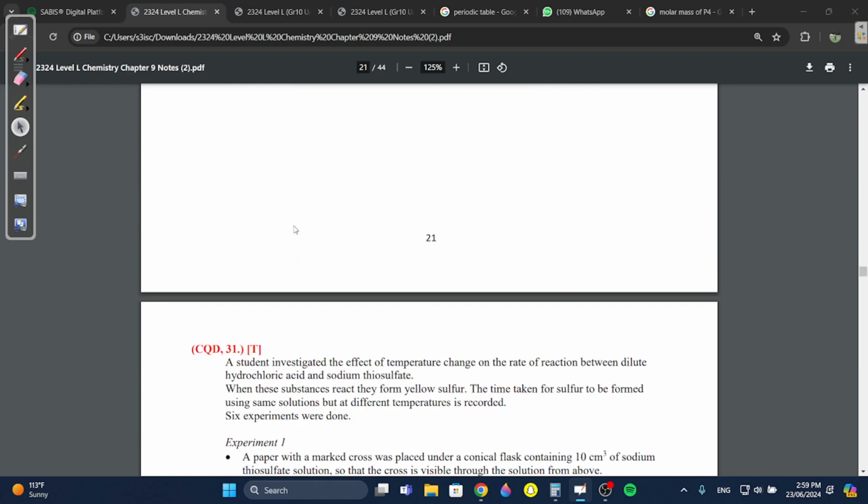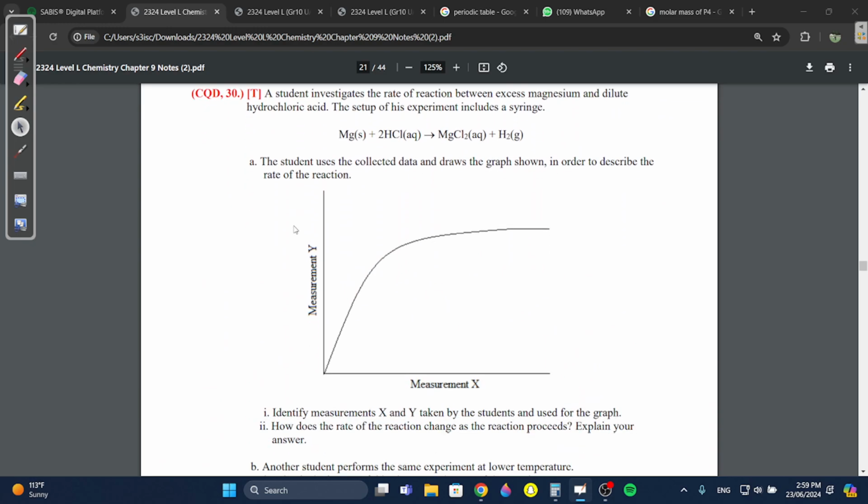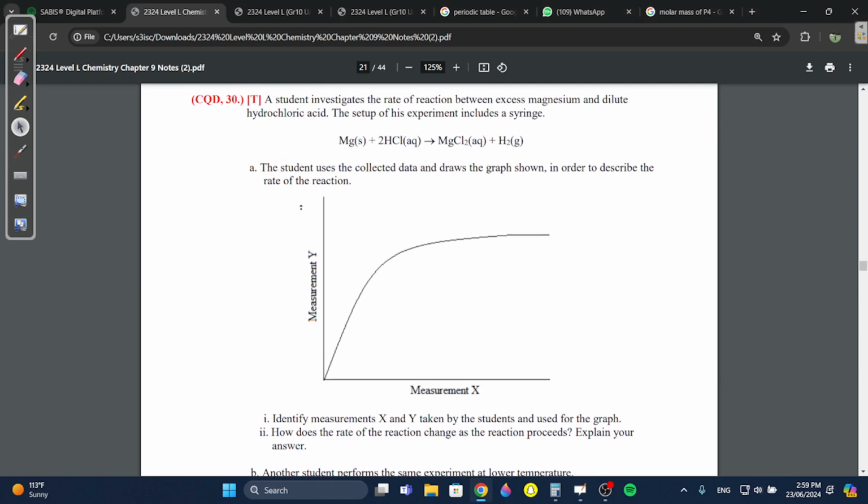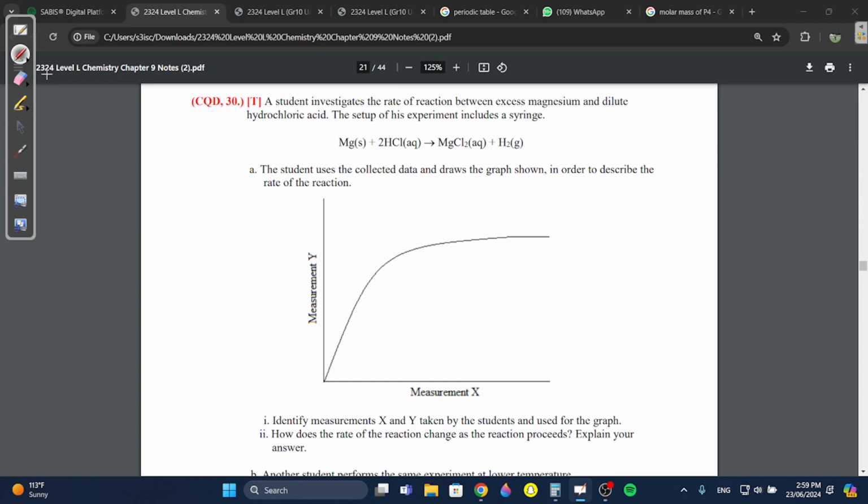Okay, a student uses collected data in order to describe. Identify the measurements x and y taken by the students and used for the graph. So basically, he wanted to measure the rate, right?